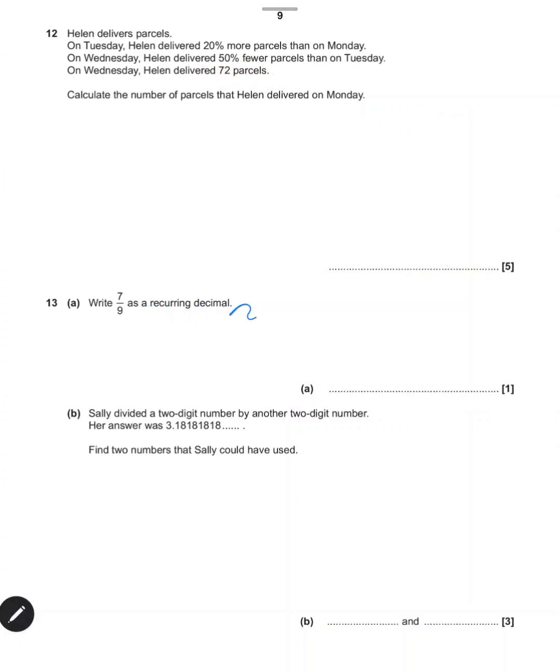Question 13 says write 7 ninths as a recurring decimal. That's literally saying work out what 7 divided by 9 is. So we're going to see how many 9s go into 7. 9s into 7 is 0, so we're going to need a decimal and some extra digits to work with. 9s into 7 is 0, remainder 7. And then we can do 9s into 70, which is 7. 7 9s are 63, remainder 7. Again, 9s into 70, 7 remainder 7. We can see there's our recurring decimal. We get 0.7 recurring.